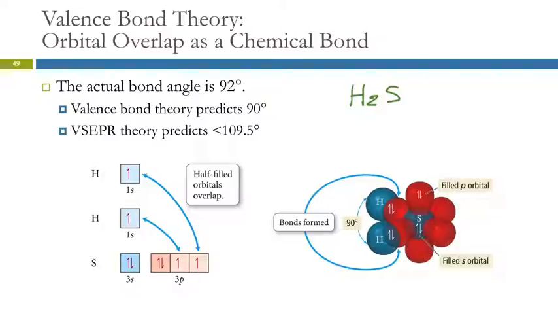Well, we observe that the actual bond angle is 92 degrees, but valence bond theory predicts that it's 90 degrees, because what's the orientation of those p orbitals? They're at right angles to each other along the x, y, and z axes, right? So we would expect right angles there. VSEPR theory predicts, based on lone pairs and things, that it would be less than 109.5. So our valence bond theory here is doing okay.